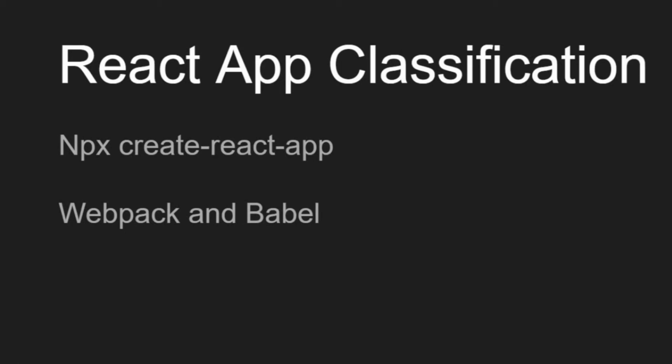So all this information is available in the Webpack and Babel way of creation. So I have classified the React app creation into two. One is through the npx create-react-app command, another way is through Webpack and Babel. The reason is each and every way of creating a React app has its own importance, which we are going to see in our next slide.